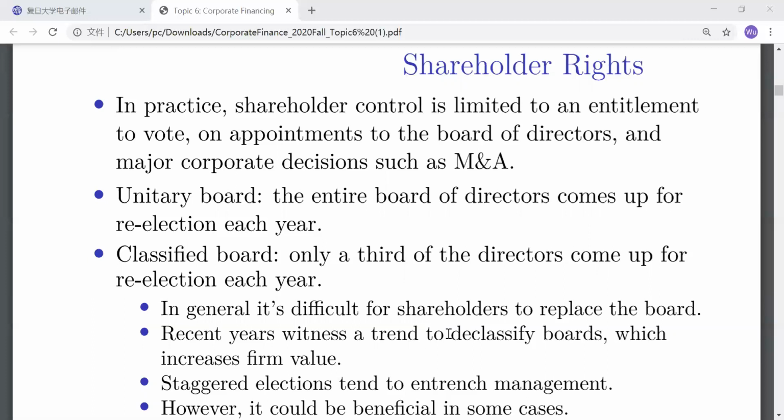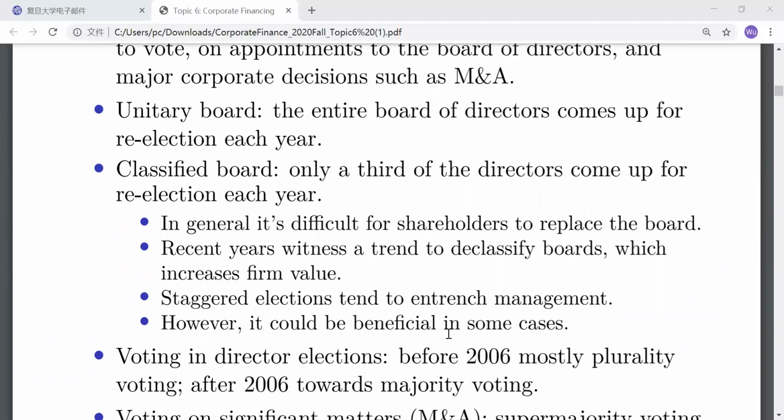So in general, if you have a staggered board, it is very difficult for shareholders to replace the board. In recent years, we see lots of shareholders pushing to declassify the boards because it entrenches the directors and the managers. If it's difficult to replace the board, that means even if the directors are performing poorly, you cannot replace them. That is not good. So in general, people find that these actions to declassify the board increase firm value.